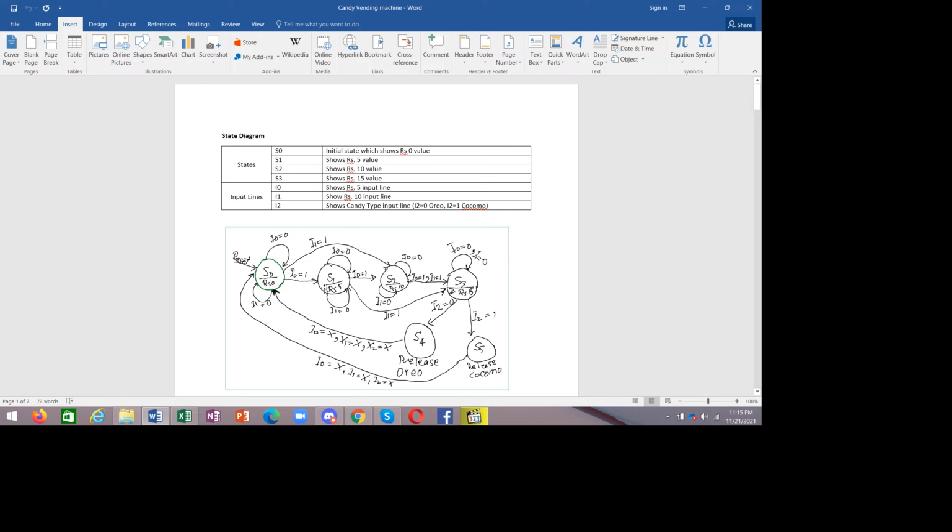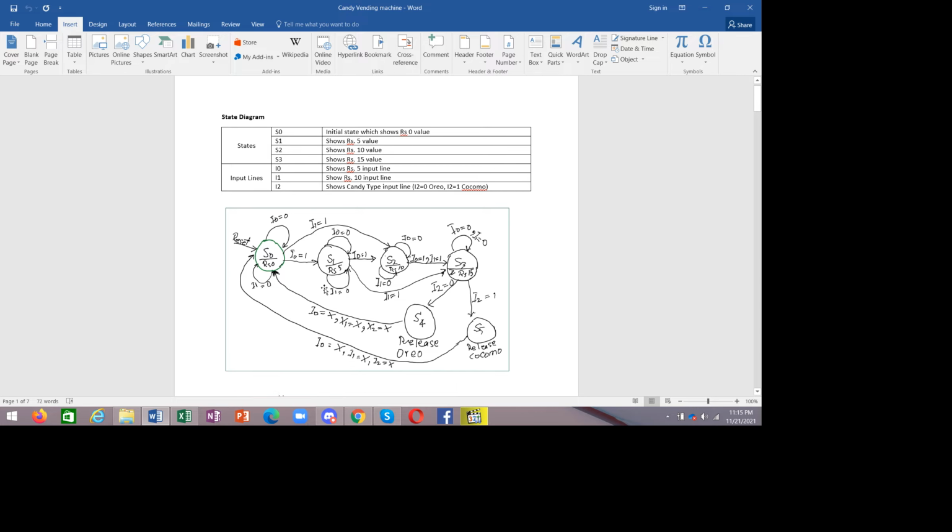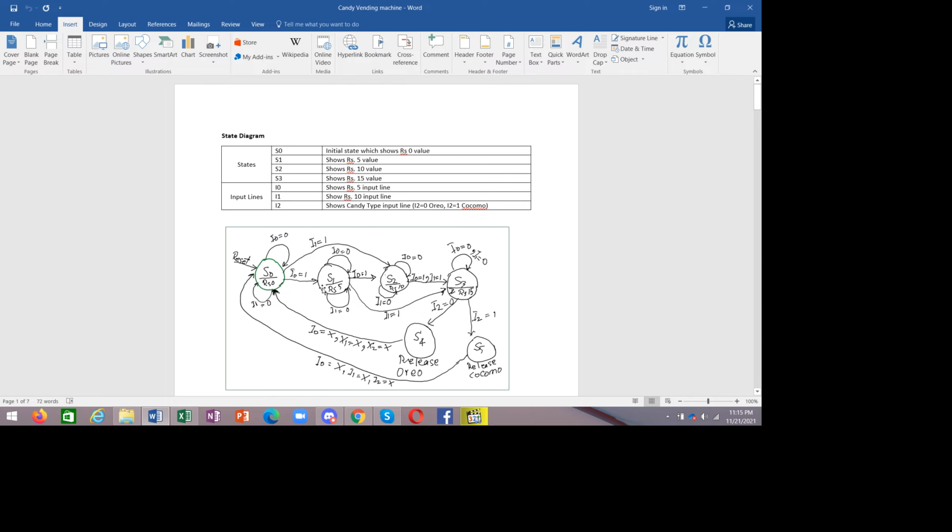How I have approached this problem is that there are three inputs: I0, I1, and I2. There are four states. The initial state, then the state which shows that a 5 rupee coin is inserted, then S2 which shows when a 10 rupee note is inserted, and then S3 which deals with all the cases of less than, greater than, or equal to 15, right?